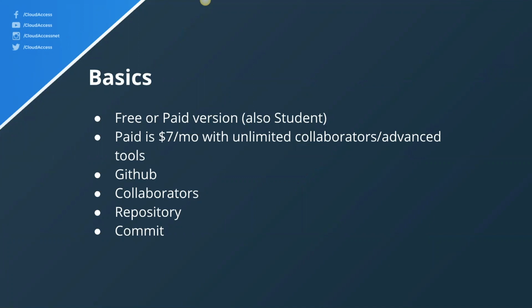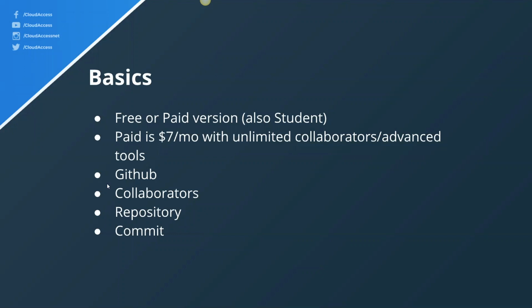So some of the basics on GitHub here is that there's a couple different versions you can get. You can get the free or the paid version. And the paid version is $7 a month, and this is through GitHub. But it's got unlimited collaborators and it has advanced tools for the paid. And there's also a student version. However, if you want to sign up for that, you have to go through GitHub and contact them to have them do so for you. That one is a little bit better than the free version, I believe. I think it's on par with paid from what I've seen.